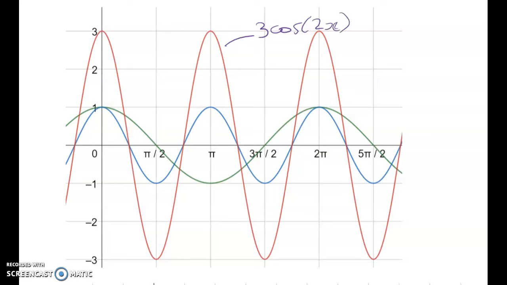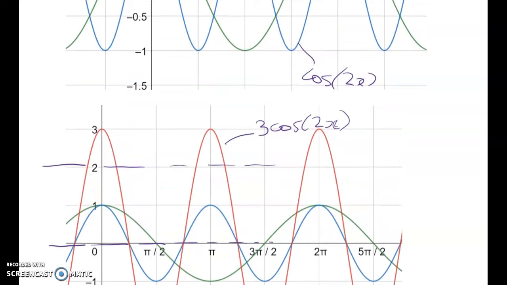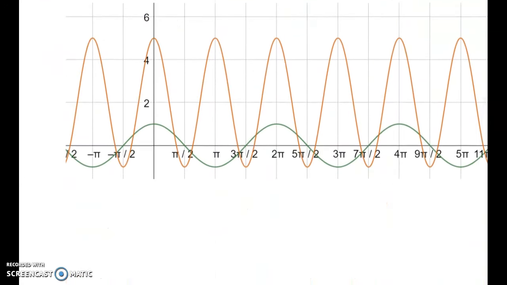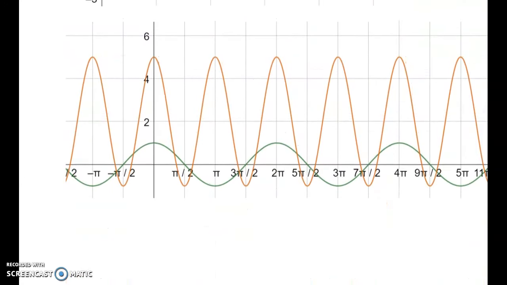Now the last thing I want to do here is shift my graph up by 2 units, and that means that instead of having my midline on the x-axis, it's going to be up here at 2. That means the top of the graph will go up to 5 and the bottom will go down to -1. So when we graph that, it's going to end up looking like this one here. The orange one in here is the graph that we want to be drawing.